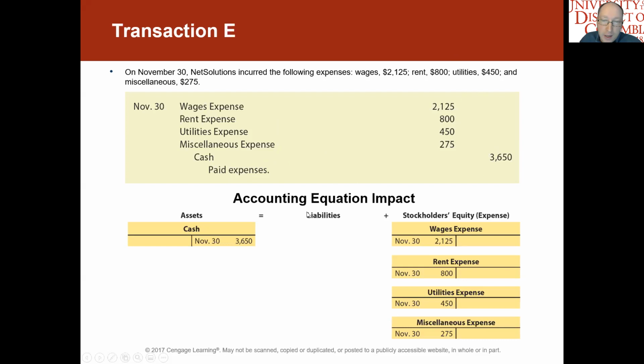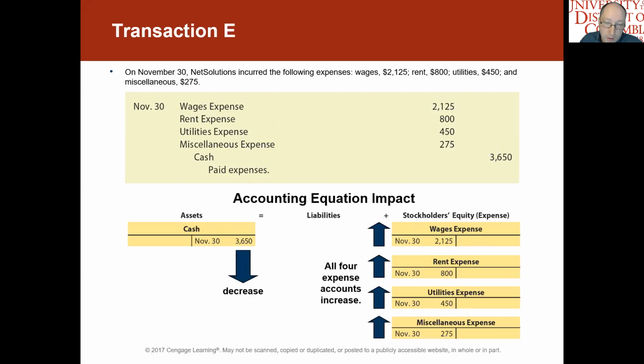And so looking at the accounting equation impact, we credited our cash, $36.50, because we paid cash for our wages, rent, utilities, and miscellaneous expenses. And as you know, all of these expenses fall under stockholders' equity when the accounts get closed out in the accounting cycle. And so the accounting equation is always in balance.